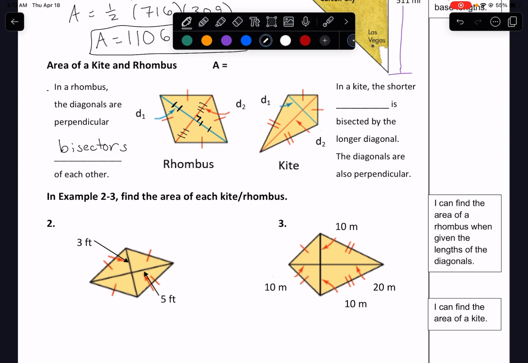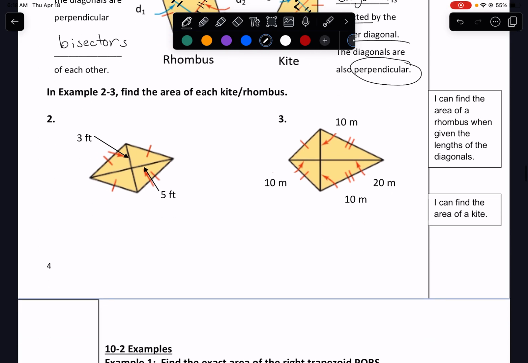In a kite, the shorter diagonal is bisected by the longer diagonal. Remember, that's because that longer diagonal is a line of symmetry. And so it cuts this diagonal, which in this case, D1 is our shorter one, in half. The diagonals are also perpendicular, so sometimes I'll have you do the Pythagorean theorem, but usually not. Most of the time with these, you just have to remember that that shorter diagonal needs to be doubled, and then you'll need to just add together the parts of the diagonals.